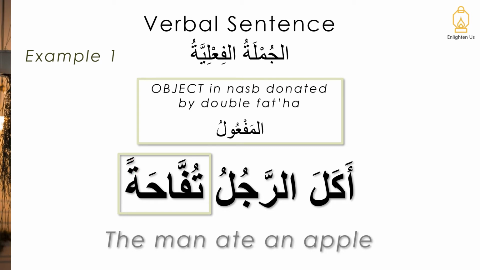Why this is important and why I'm pointing this out is because in Arabic, the order is fi'l first, verb first. However, the fa'il and the maf'ul can be reversed. So you can actually say akala tufahatan rajulu, and that would still be the man ate an apple. It wouldn't be the apple ate a man because the order is reversed. So that's just something to bear in mind. Right, let's move on.